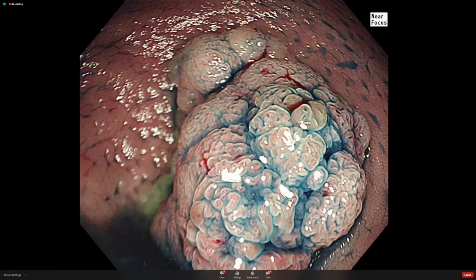Similar rate for type 3 and type 4. Yes, I think type 3L and type 4 are both correct. Some part is type 3L and some part is type 4. But I don't think this is a type 5. So we diagnosed this as a mother's region.